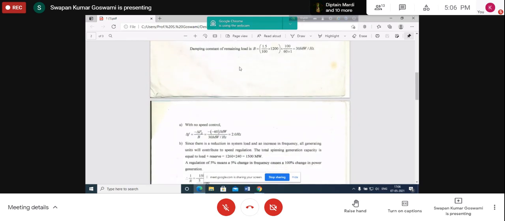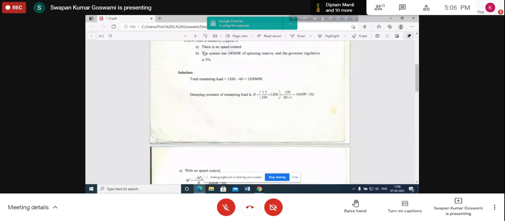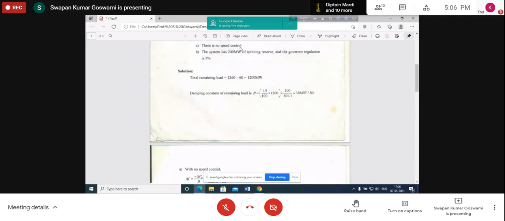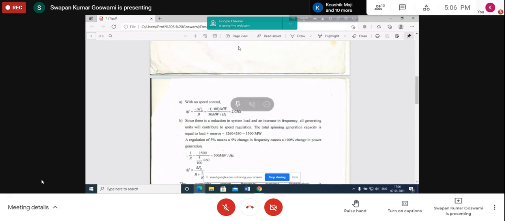Now, so we have found out the first part: there is no speed control. If there is no speed control, then what happens? The governor will not act. Okay, there is no action of the governor. So the input will remain constant, what it was before the change in load.